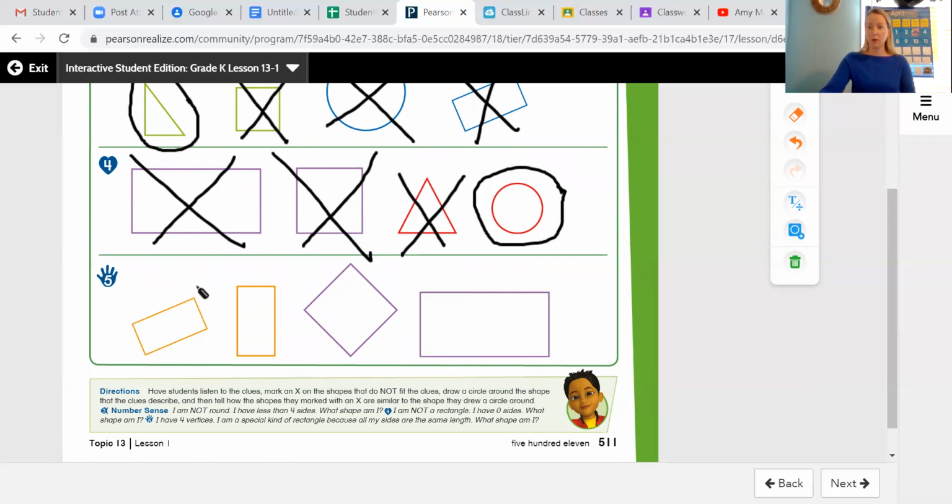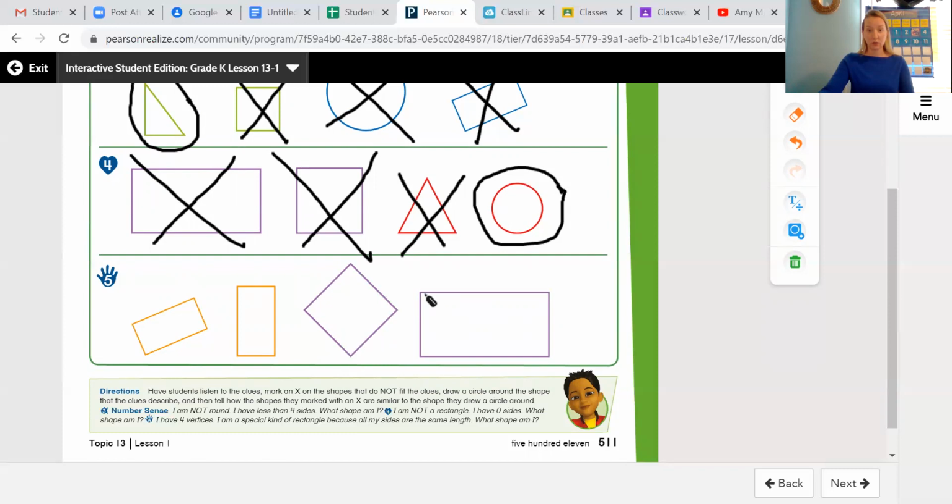We can't cross that out. He has 4 vertices. Let's look at this one. 1, 2, 3, 4. Can't cross the square out because he has 4 vertices.